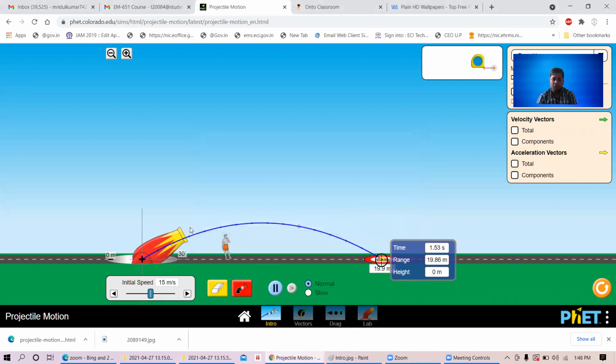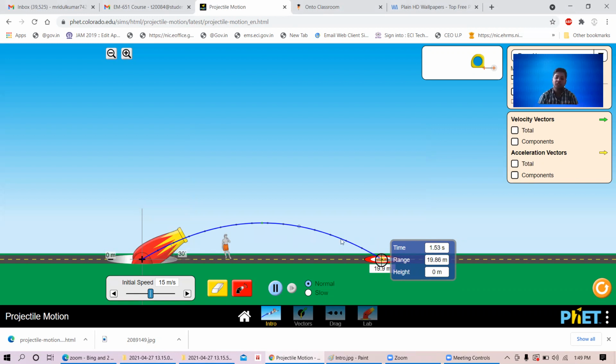So here we can see that there is a projectile motion, and that projectile motion has a range of almost 19.86 meters and a time of flight of 1.53 seconds. So let's start with the new conditions as well. There is a projectile that has been projected at a speed of 15 meters per second at an angle of 30 degrees, and we can find that the range from this measurer is coming out to be 19.86 meters in a time of flight of 1.53 seconds.